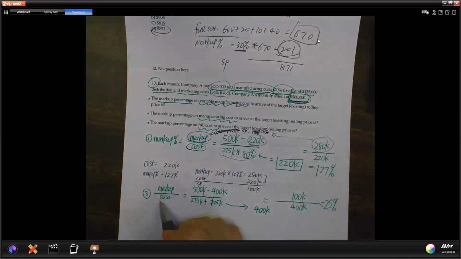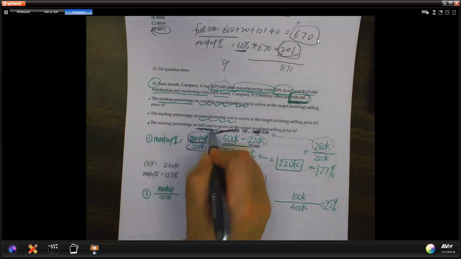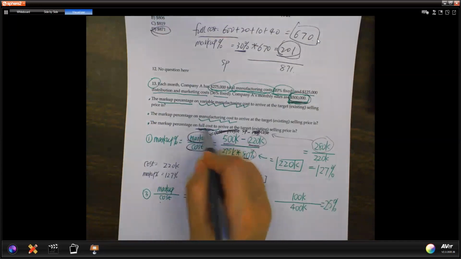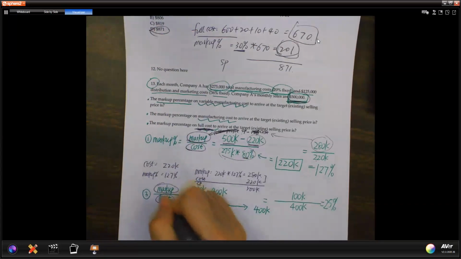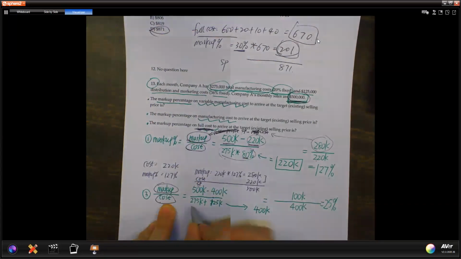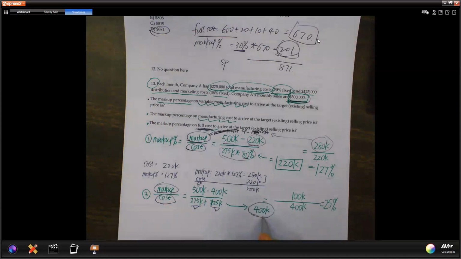And we do the similar thing for the full cost, all right? Now we think about what should we do if we use full cost as the base. You still have the markup divided by your cost, but now your cost is the full cost, which is your manufacturing plus your non-manufacturing, gives you 400,000. And then your markup now is your selling price minus your cost. So currently the markup is $100,000. Markup divided by the cost gives you your markup percentage.